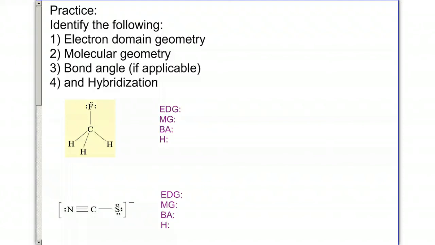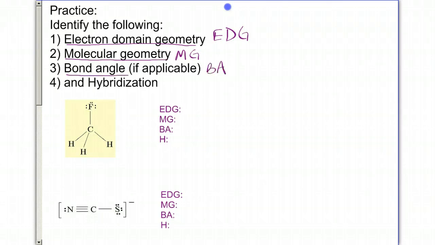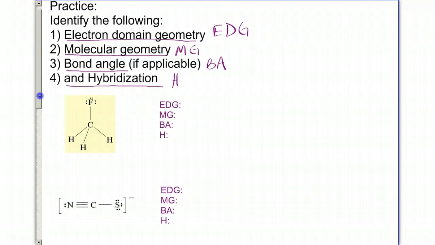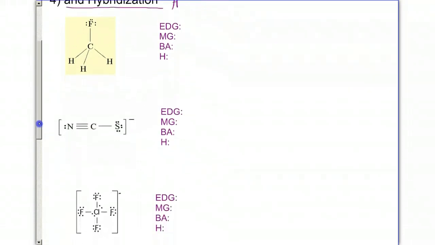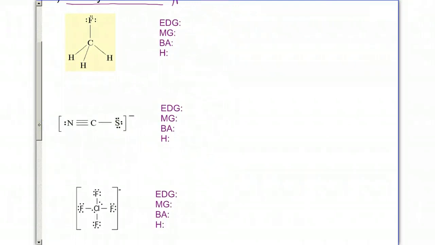So let's practice some of the following. We're going to identify the electron domain geometry, which we have labeled EDG. We're going to determine the molecular geometry, which is labeled MG. We're going to identify the bond angle, if applicable, which is labeled BA, and the hybridization, which is labeled H. To do the first two, you're going to have to go back and use your notes that are in your notebook, and you're going to need to use the back of your periodic table, that chart.